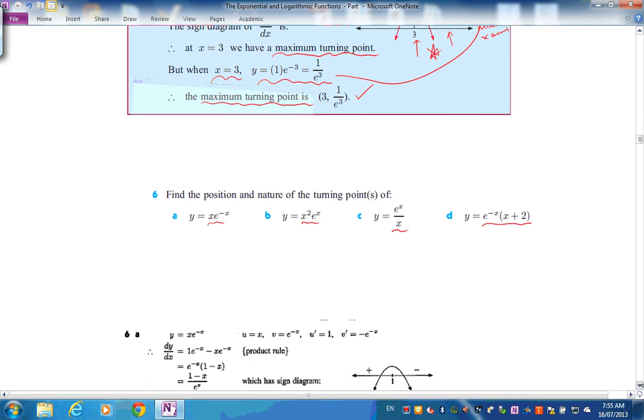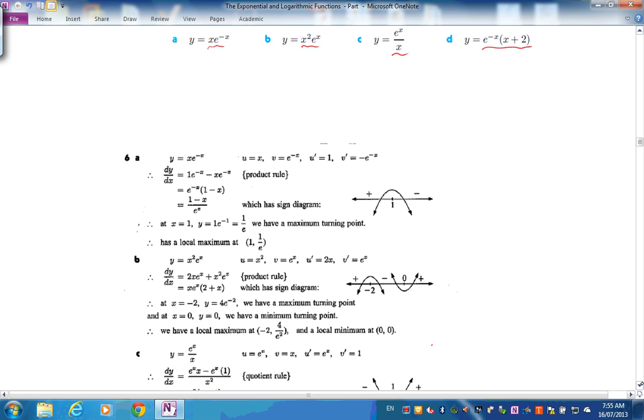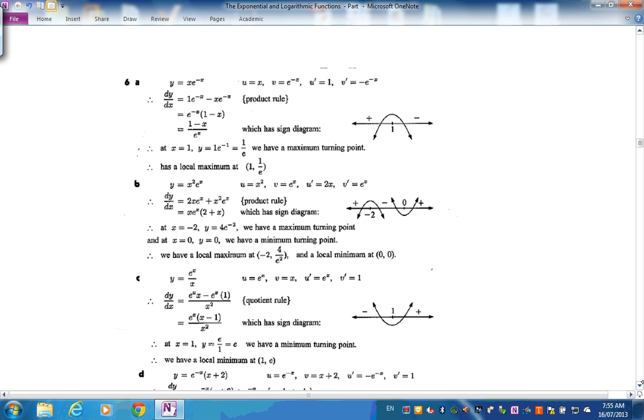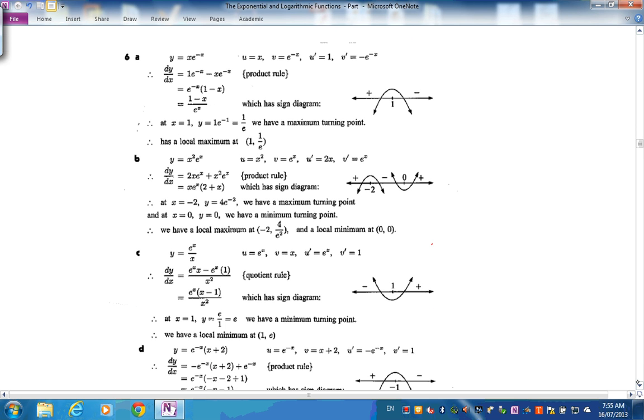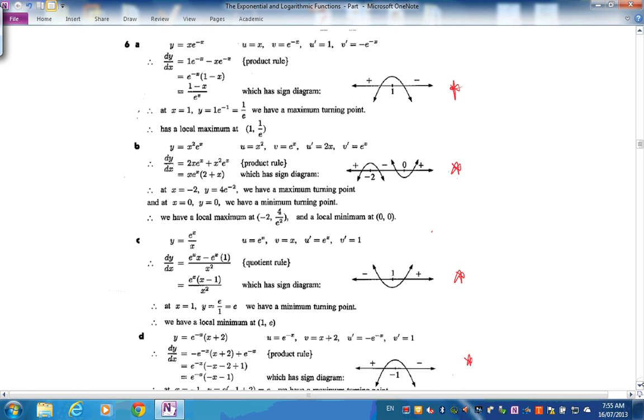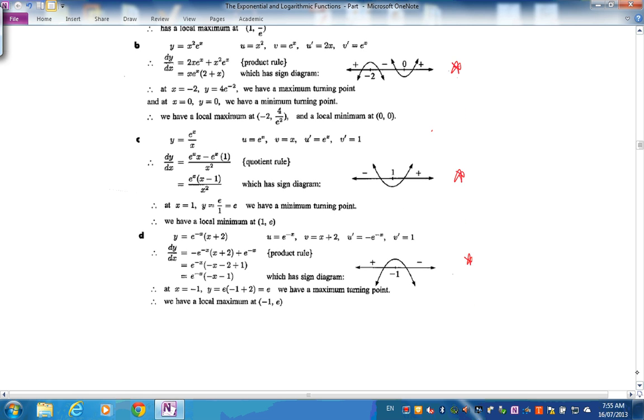Okay, so have a look at the answer then to question 6, and make sure you do the diagrams to indicate maximum or minimum. That's extremely important. Okay, we'll just come down and see that last bit there, so that you can mark your work. All right, let's go on now.